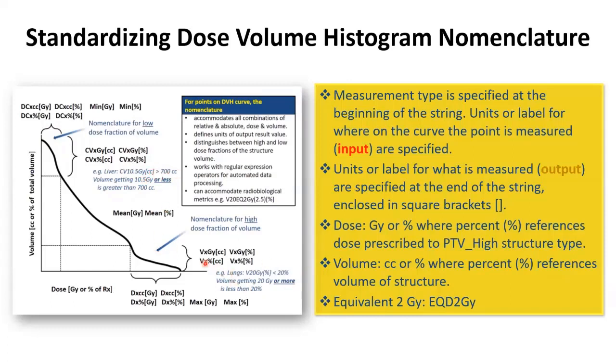Okay, let's take another example here in the high dose region. Example, lung, V20 gray percentage less than 20%. So it means the volume getting 20 gray or more is less than 20%. I can use a relative value or I can use an absolute value; both are fine. So I can use CC, I can use percentage. I can even use gray if I would like to use the D.